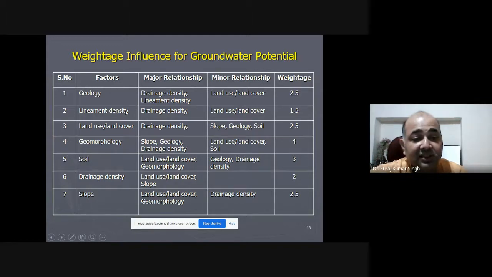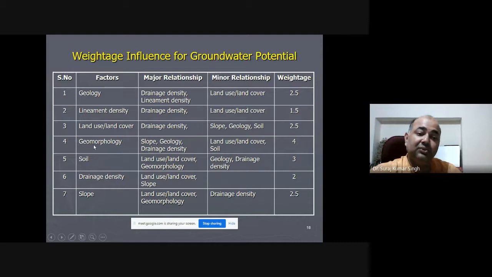Again, lineament density has a major relationship with drainage and a minor relationship with land use land cover. So if I give weight 1 to drainage density and 0.5 to land use land cover, that makes 1.5. Now, land use land cover has a major relationship with drainage density and a minor relationship with slope, geology, and soil. So 1 is for drainage density and 0.5 is for slope, geology, and soil. So 1.5 plus 1 makes 2.5.